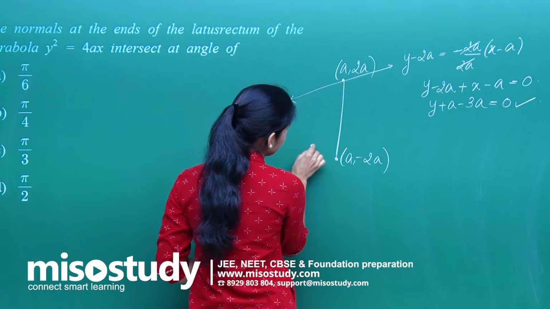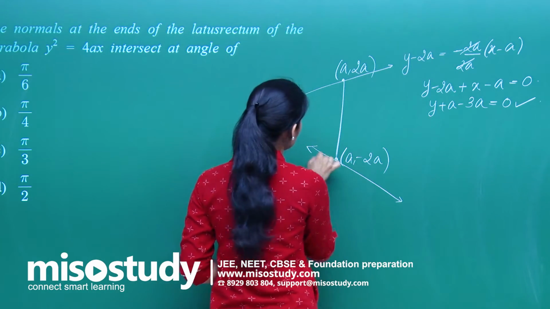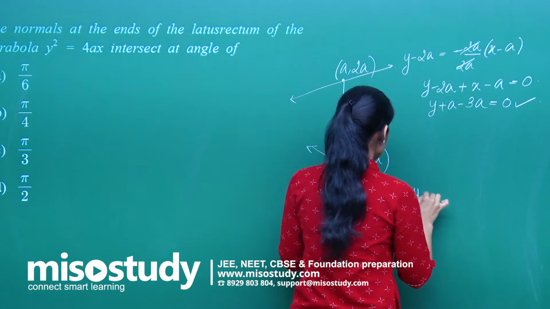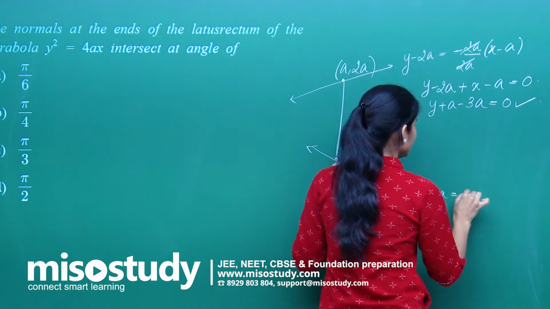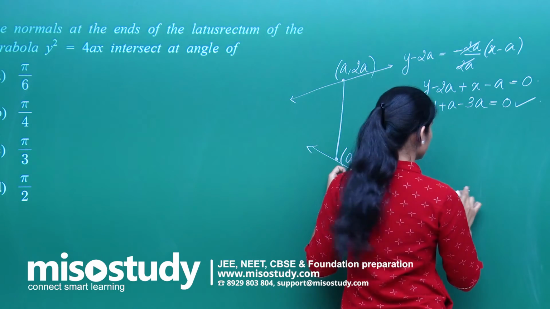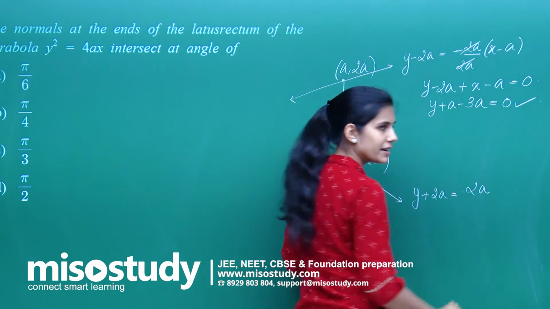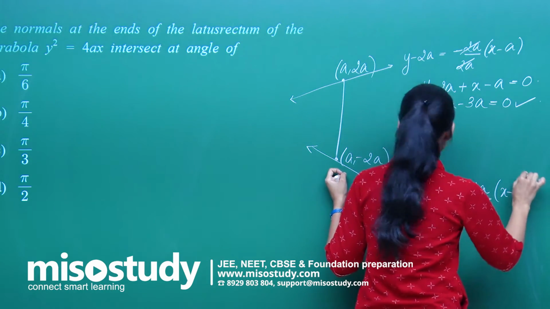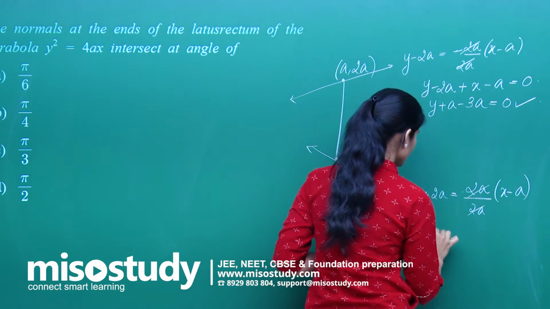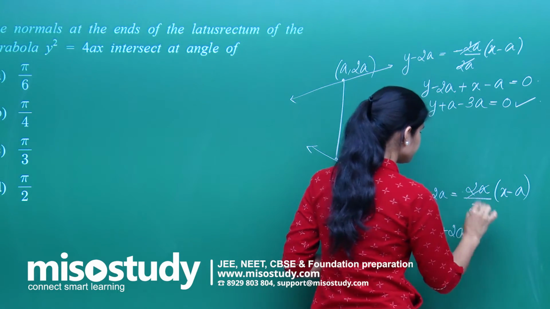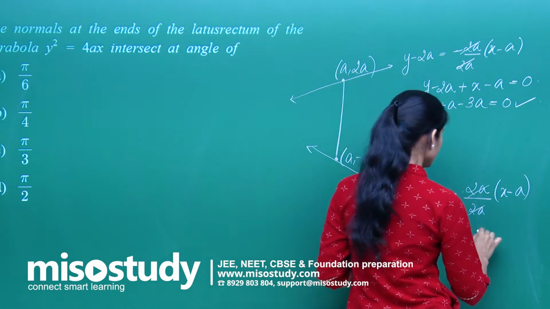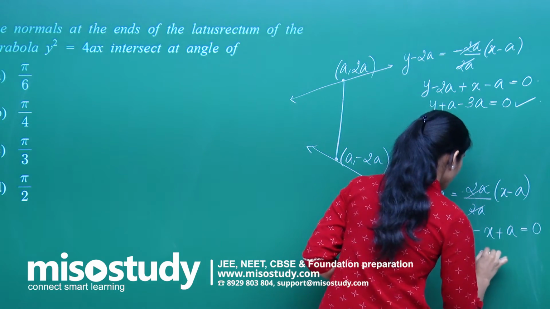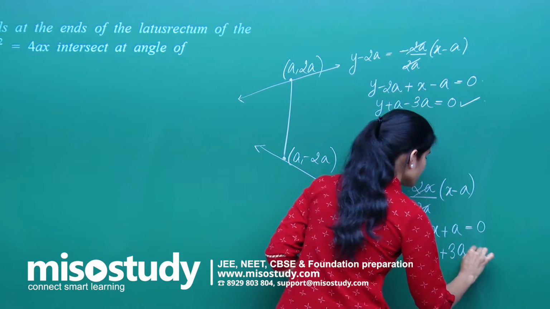Similarly, there is another normal which is passing through the point a comma minus 2a. Its equation will be y minus y1 equals minus y1 by 2a times x minus x1. So minus of minus 2a is 2a. So this gives you y plus 2a minus x plus a equals 0, which is y minus x plus 3a equals 0.